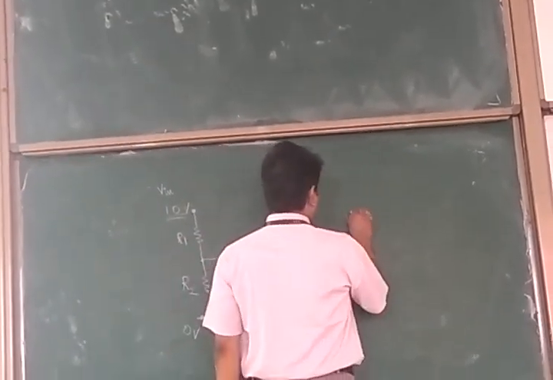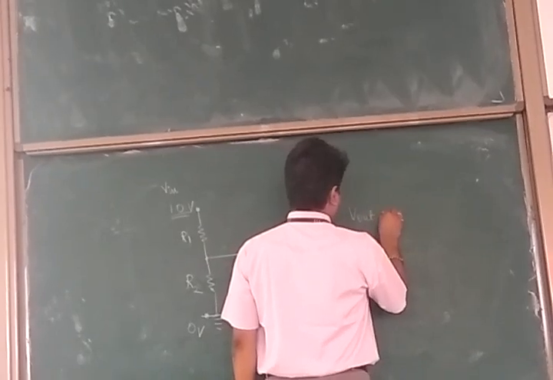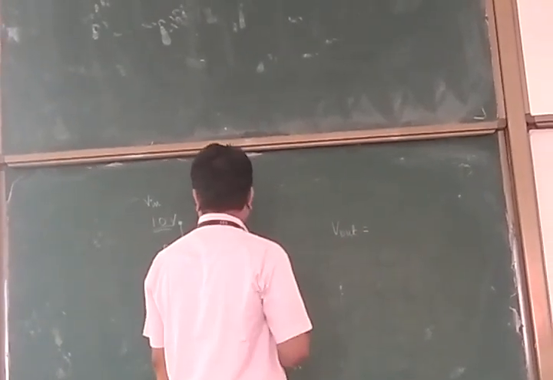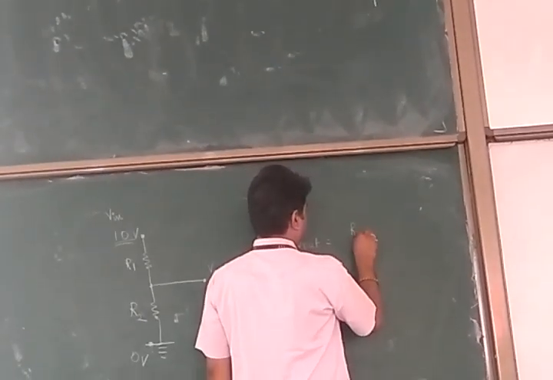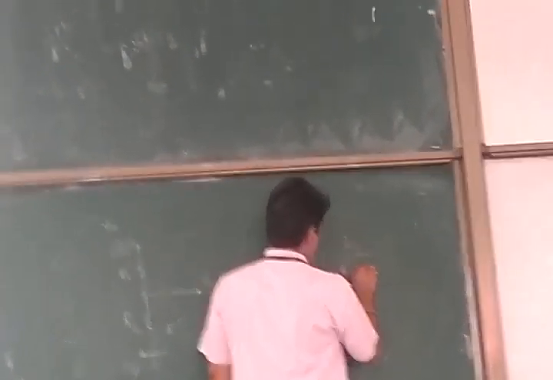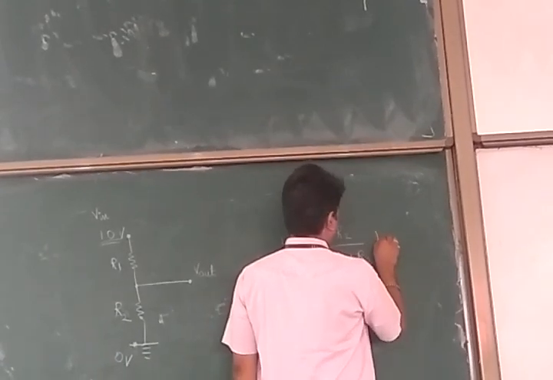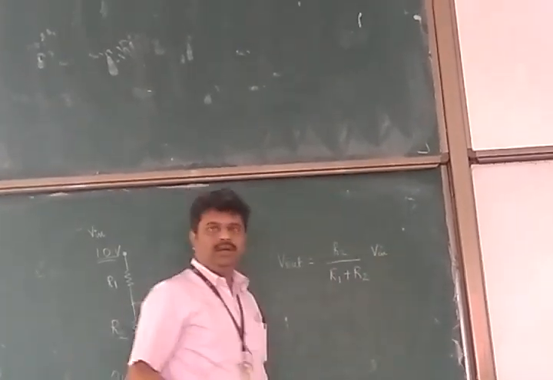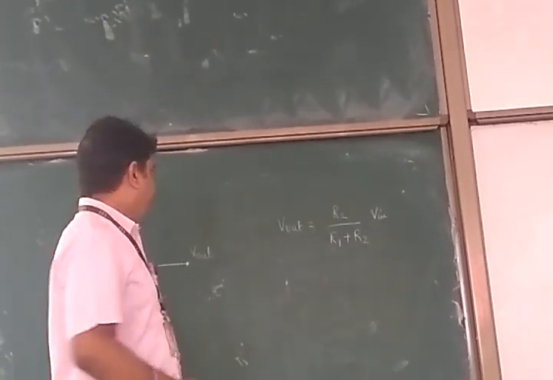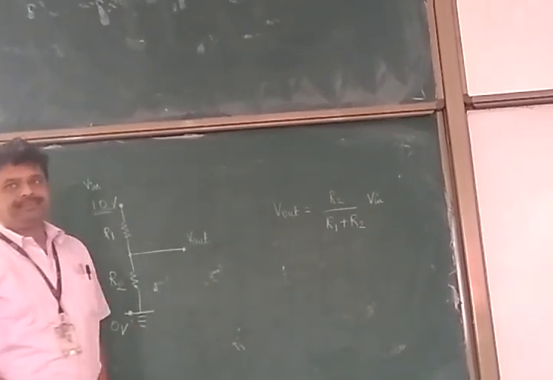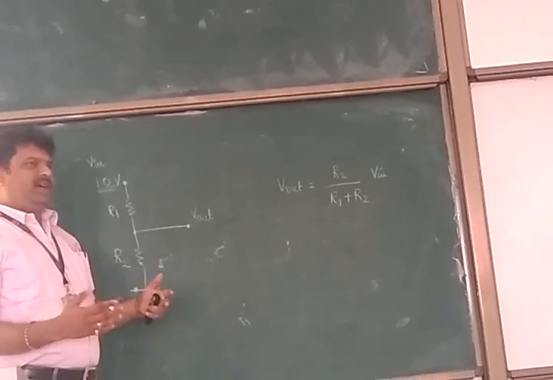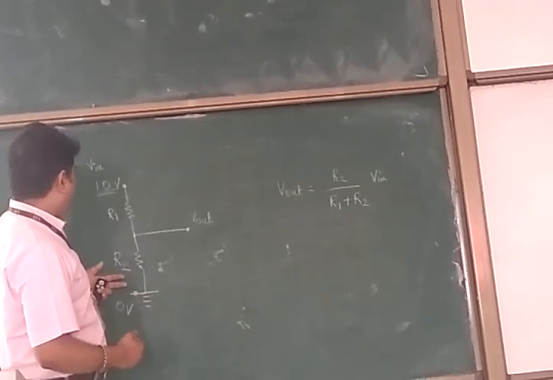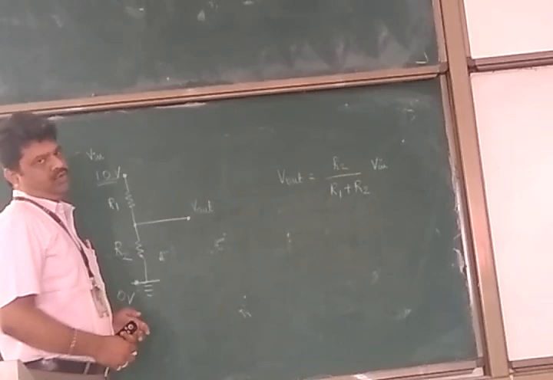So what is V out? Is it R2 divided by R1 plus R2 times V in? Yes, sir. Am I right? Okay. So the voltage divider will divide in the ratio of R1 and R2.